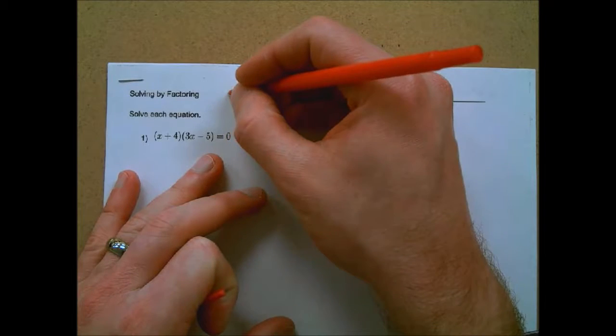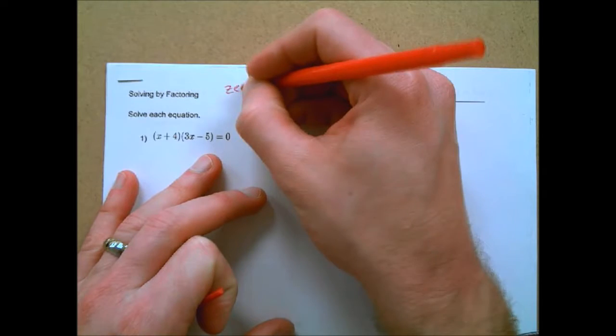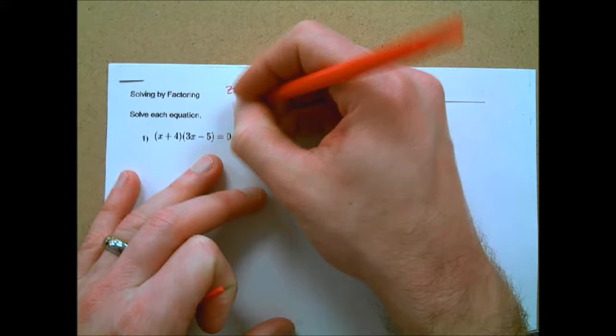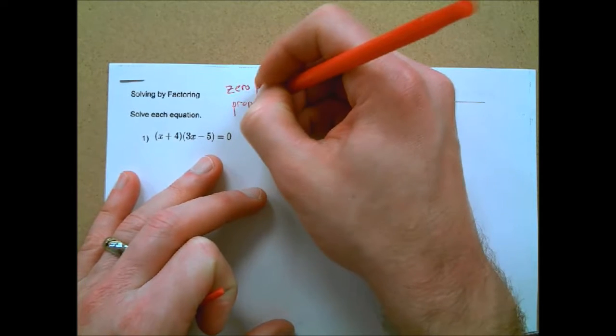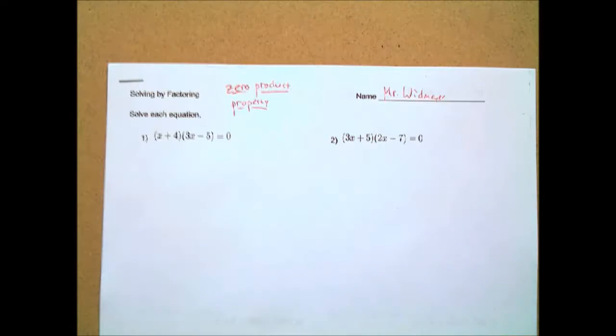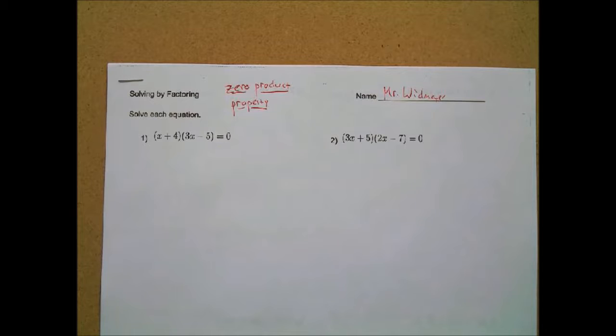So the zero product property. Okay, very important. And again, it's called the zero product property because the idea is if two things multiply to make zero.